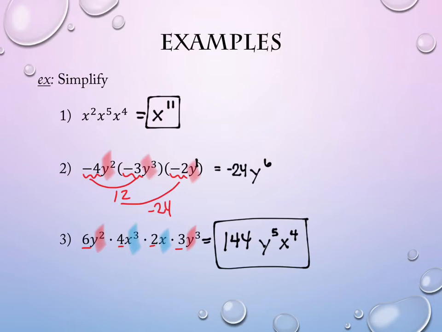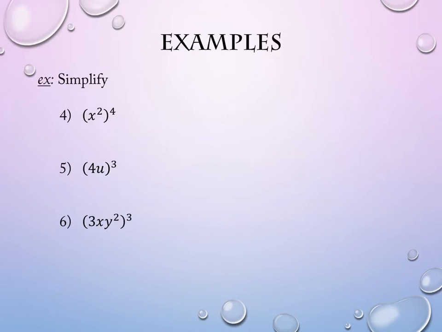Any questions so far? All right, we'll keep going. How about number 4? Yeah, we will multiply those 2 exponents together. So 2 times 4 is 8. And that's it, right?